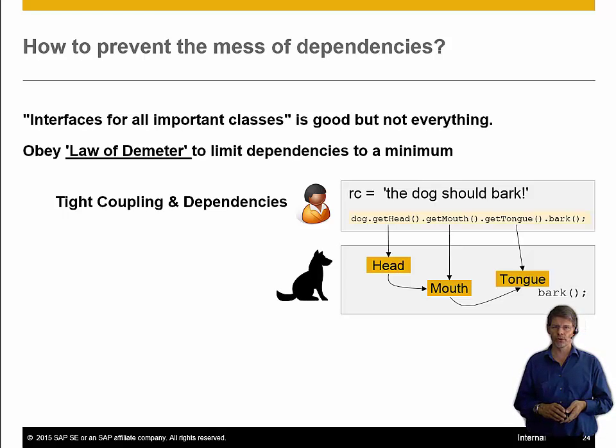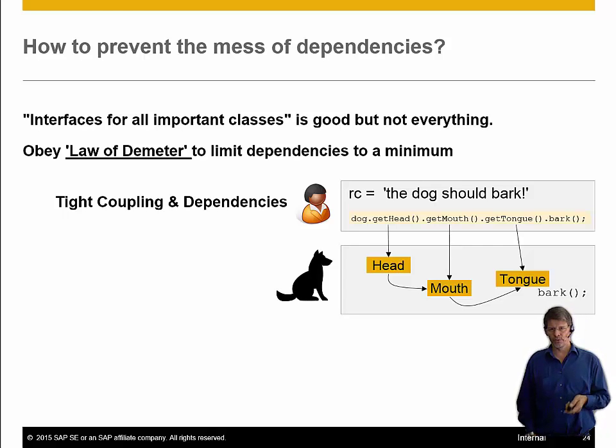Maybe you've seen this before on another talk, but I'll repeat this anyway. It's one of my favorite examples about coupling and dependencies. Let's assume we simulate a dog owner and a dog. The dog has a head, a mouth, and a tongue, and the dog can bark. Now, the bark method happens to be on the tongue. The dog owner wants to say the dog should bark, so we write the code: dog.getHead.getMouth.getTongue.bark. So we are happy, we think it's great, we have the code working, we should go home, it's wonderful.